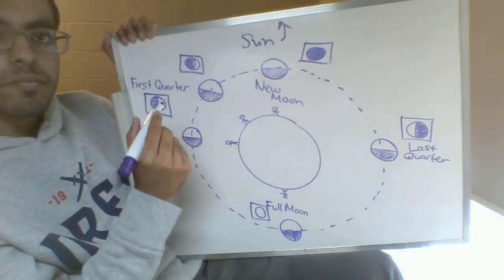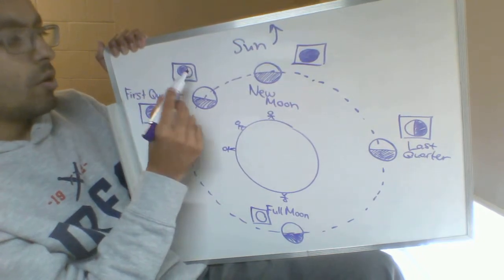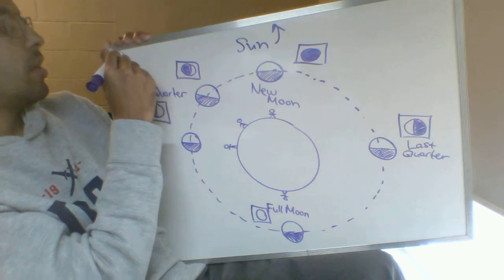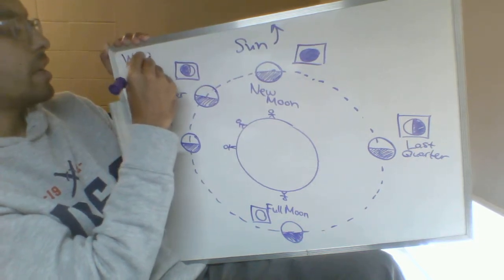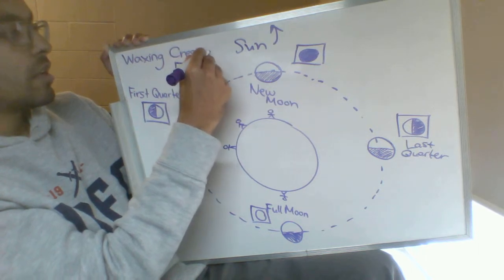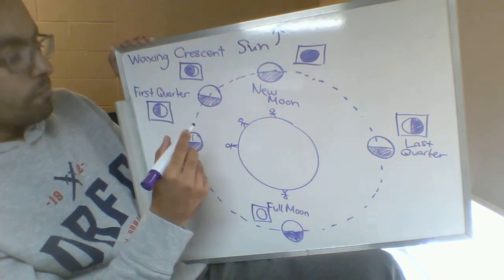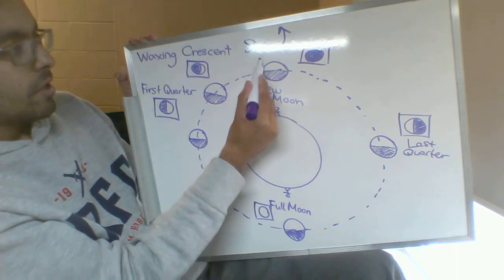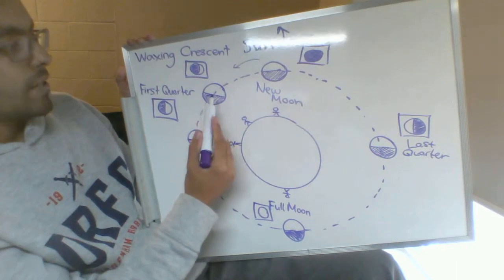this, where only the right portion of the moon is lit. And this is called a waxing crescent. Okay, so you go from new moon and then you go in this direction to waxing crescent.